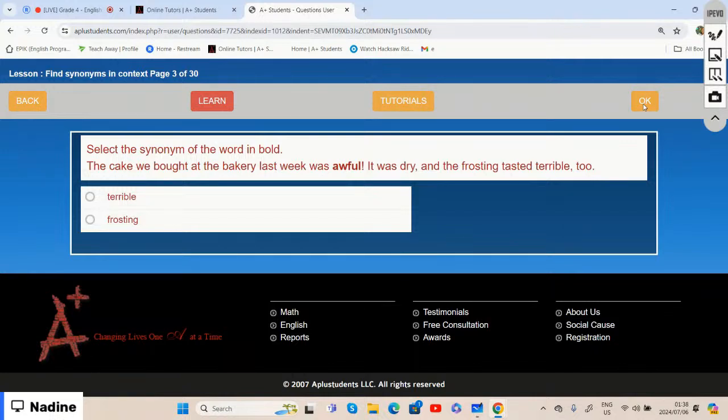All right, the next one says the cake we bought at the bakery last week was awful. It was dry and the frosting tasted terrible too. So we need to select the synonym of the word awful. What is the word that is the same in meaning as awful, or almost the same in meaning as awful? Is it terrible or is it frosting?